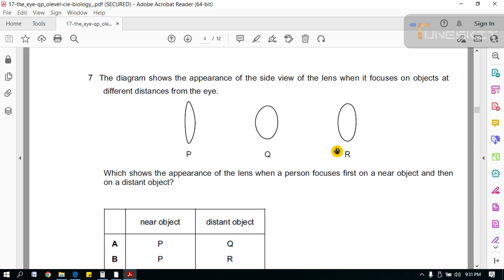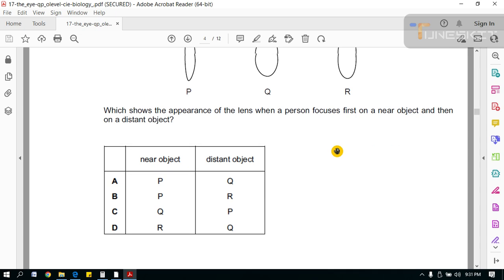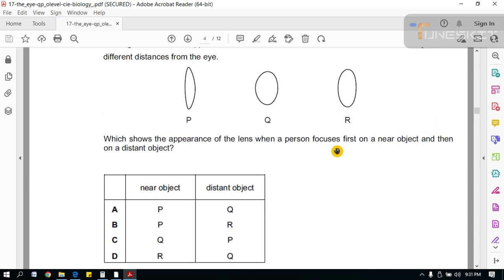So that's why I read this MCQ again, because you have to read this two to three times to have a better understanding. It shows the appearance of the lens when a person focuses first on a near object. It means the person has focused on something very near to them, and then on a distant object. So near object: when you see something very near to you, what would be the change in the lens?